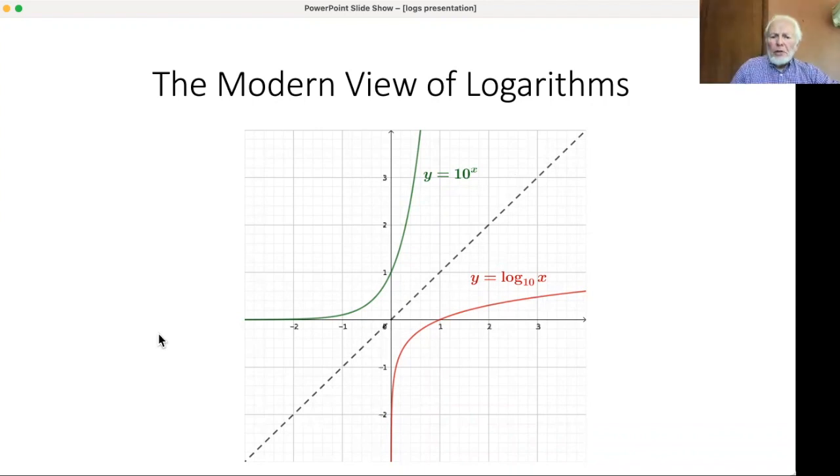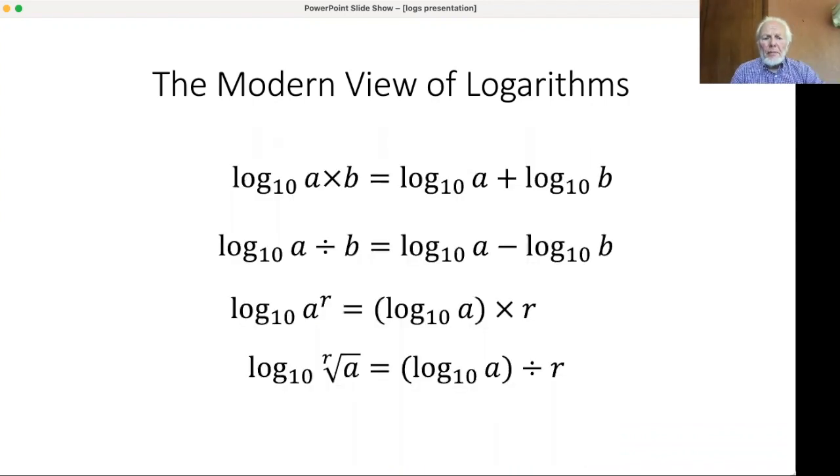And if we take that approach, then these are the rules we can deduce about how logs work based on the power laws. So log to base 10 of a times b is log to base 10 of a plus log to base 10 of b. And similarly, log to base 10 of a divided by b is log to base 10 of a minus log to base 10 of b. And we can do powers and roots in the same sort of way.